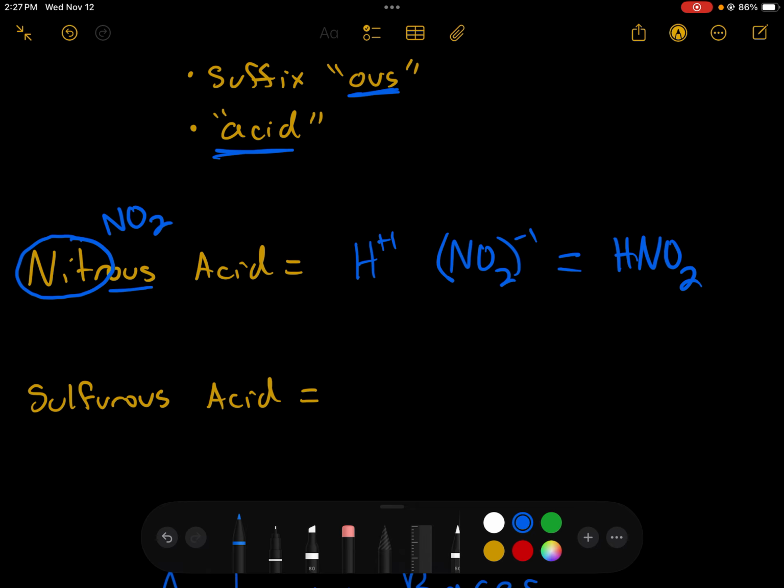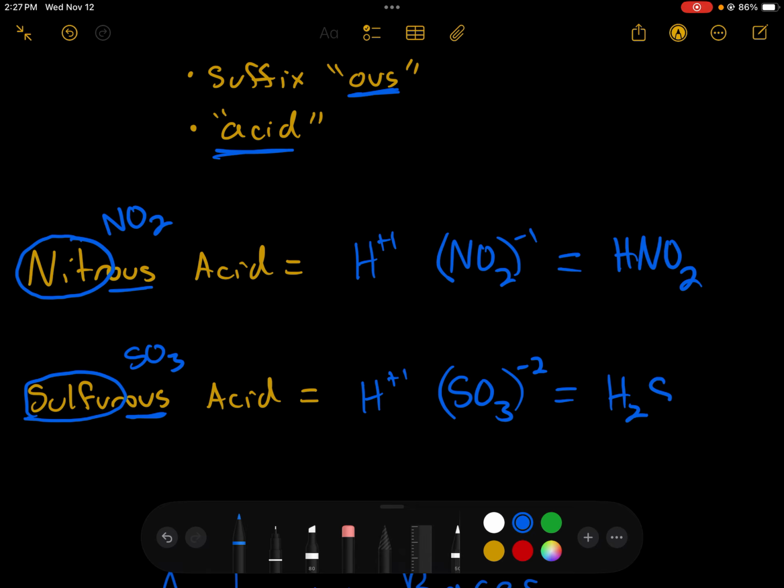Sulfurous acid. I see that my root is sulfur, but I have that ous suffix. So instead of sulfate, I'm going to be looking at sulfite, and I'm going to swap and drop that. Sulfite also has a -2 charge, and we get H2SO3 as my formula.